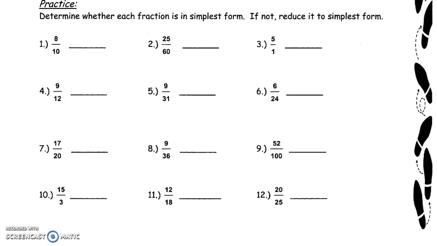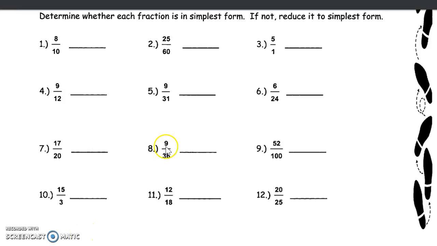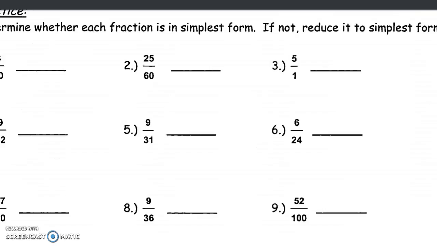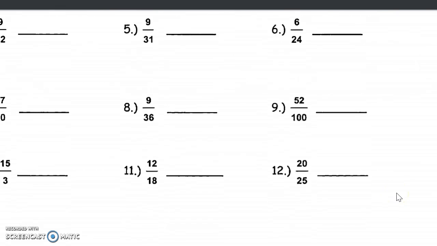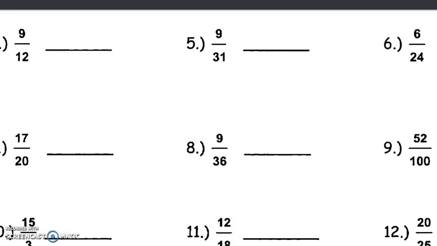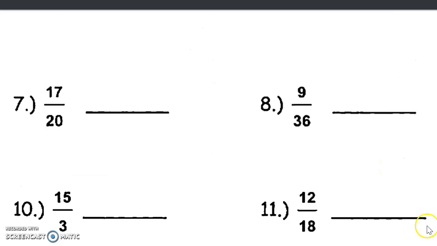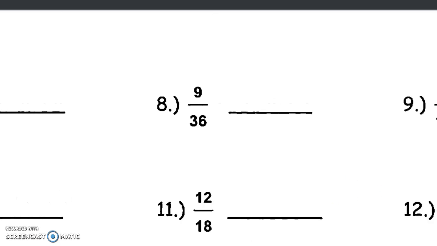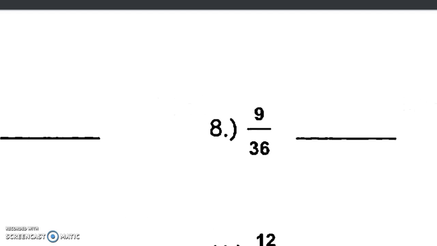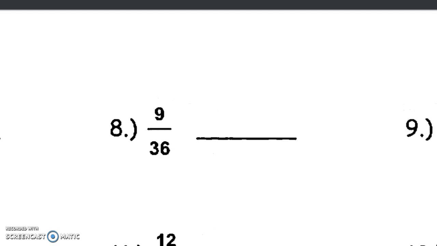Let's see if we can practice a few more. Let's look at number 8. So if you're looking at number 8, you should be using your divisibility rules when you look at 9 and 36. And you ask yourself, are they even? You start to go through your divisibility rules. Well, they're both not even. 36 is even, but 9 is not. So 2 is not going to work.